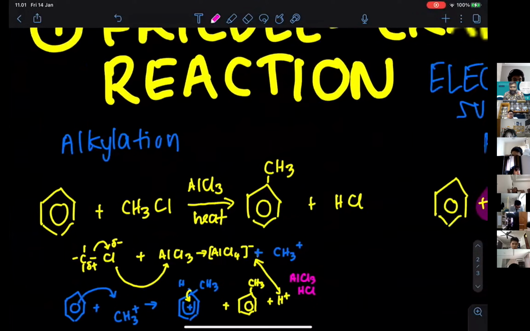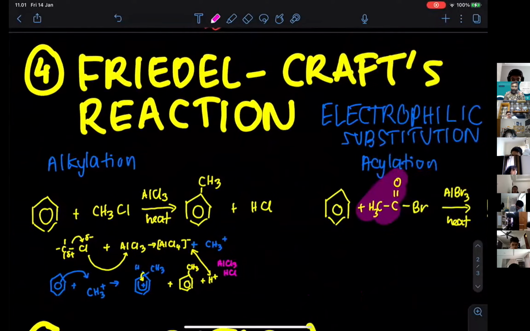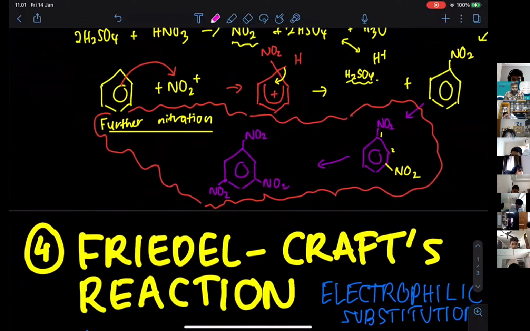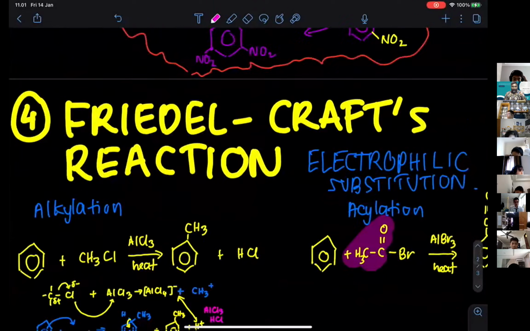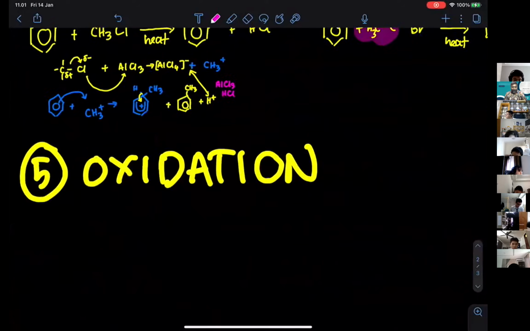So again, you see, it's an electrophilic substitution. That doesn't mean that you no need to know the mechanism for free radical substitution. This is very important. I think for AS, you need to know. You are expected to know all the mechanism: initiation, propagation, and termination, if they ask.